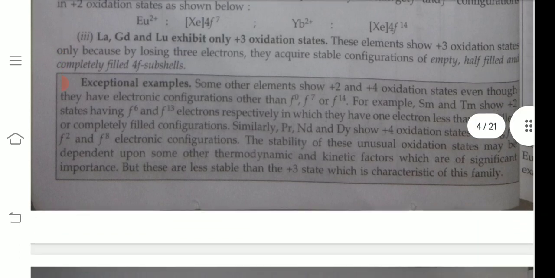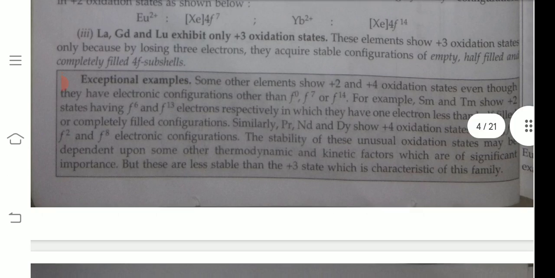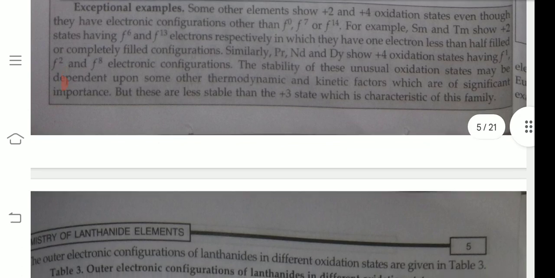Exceptional examples. Some other elements show +2 and +4 oxidation states even though they have electronic configurations other than f0, f7 or f14. For example, samarium and thulium show +2 states having f6 and f13 electrons respectively, in which they have one electron less than half-filled or completely filled configuration. Similarly, praseodymium, neodymium and dysprosium show +4 oxidation states having f1, f2 and f8 electronic configurations.